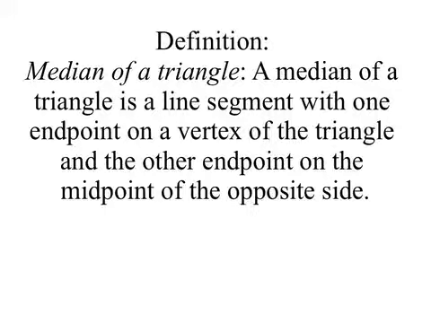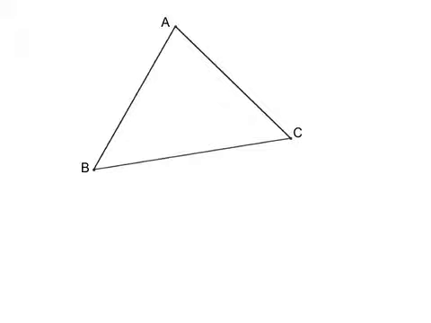A median of a triangle is a line segment with one endpoint on a vertex of the triangle and the other endpoint on the midpoint of the opposite side. Well, here's a triangle, and we'll take a look at this triangle to figure out how the word opposite applies to vertices of a triangle.